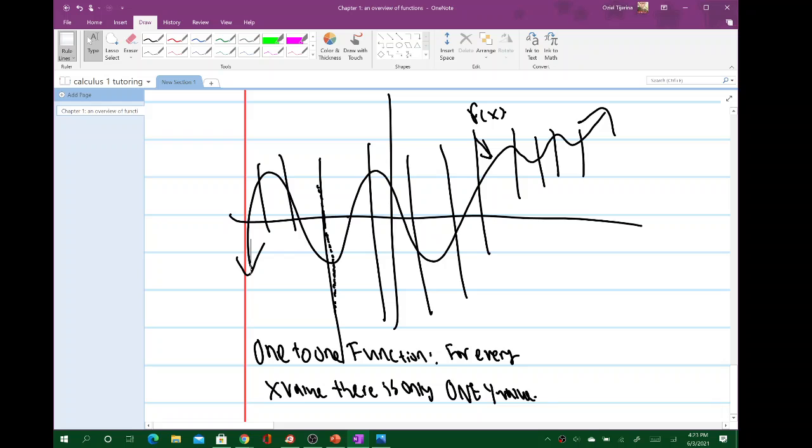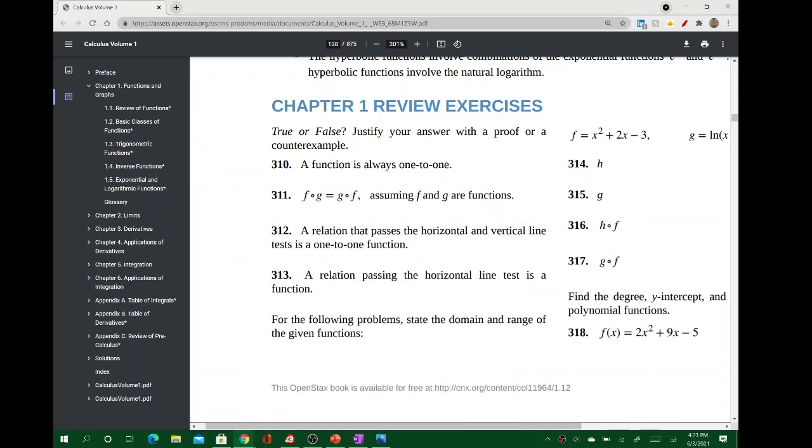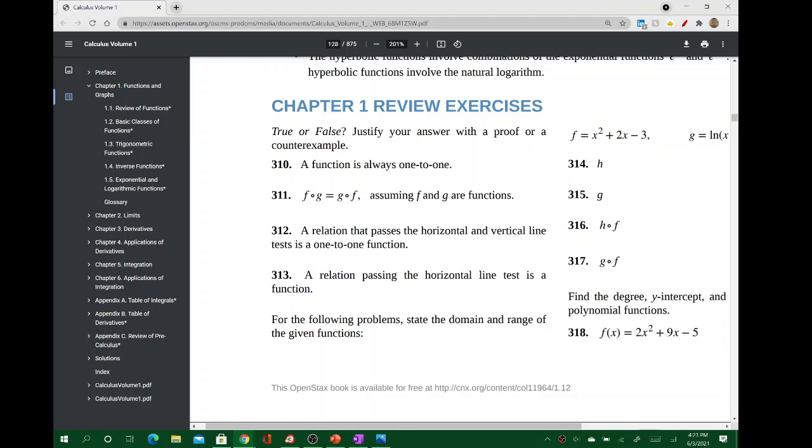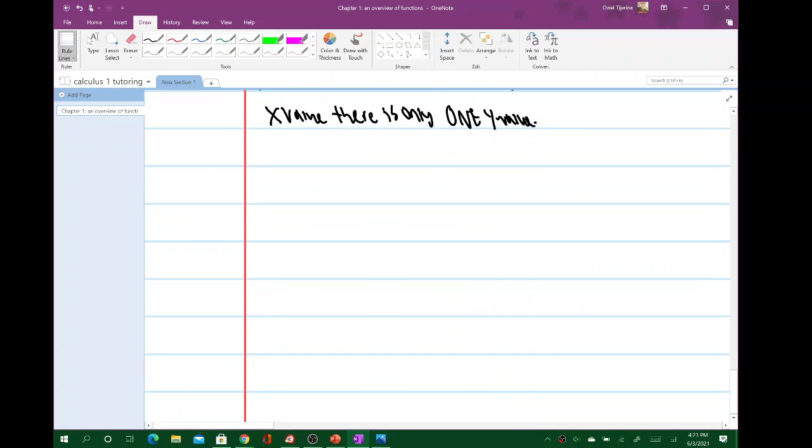It does not have to follow the horizontal line test. So this one would be false, because it would only have to pass the vertical line test, not the horizontal line test. Okay. Now for 313, it says a relation passing the horizontal line test is a function. Okay.